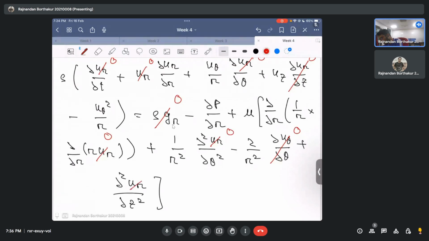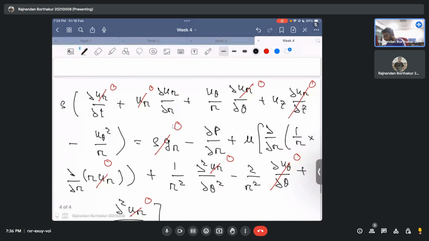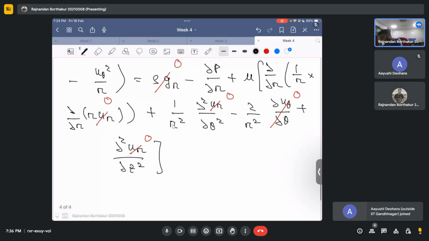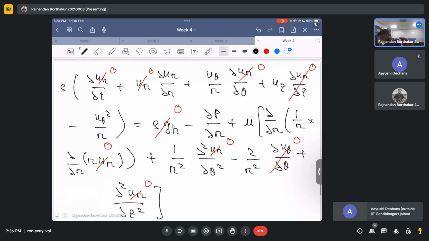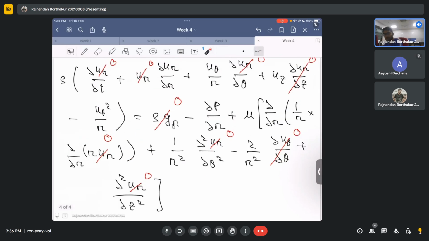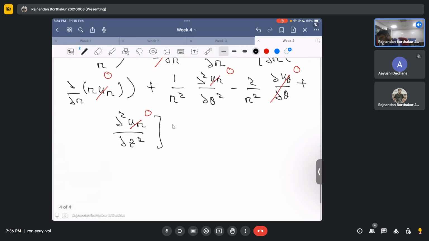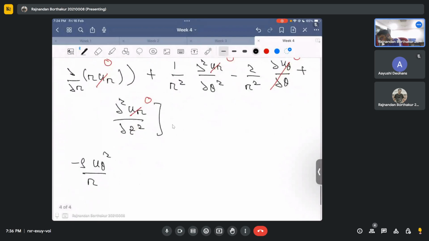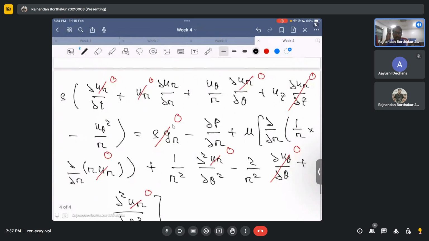And of course, since ur is 0, this term also goes to 0. So what we are left with is basically something like this. We will just end up having non-zero terms: this and the pressure gradient. If we write the non-zero terms, it will be minus rho u theta squared by r, and this is balanced by minus del p by del r. This is all that we get if we invoke the r direction momentum equation.